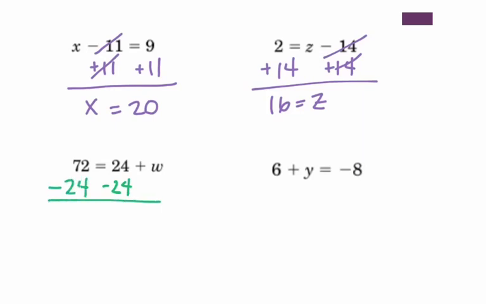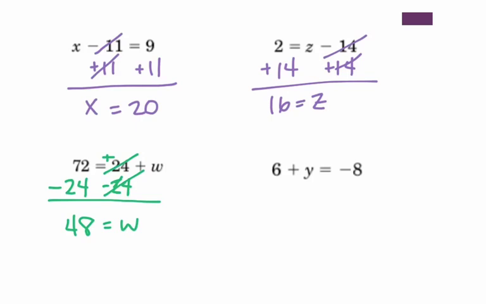Now, if I do it to one side, I have to do it to the other. So again, that was because this 24 was a positive number. We had to subtract 24 to get rid of it or to undo it. And we get W is equal to 48.